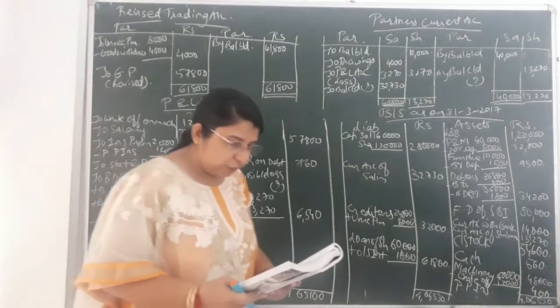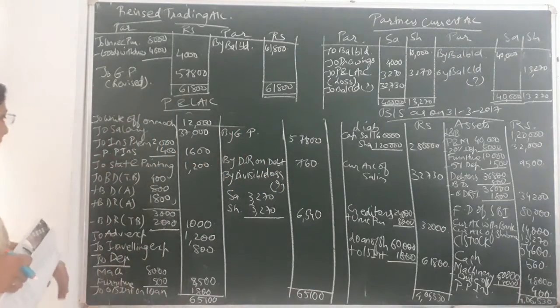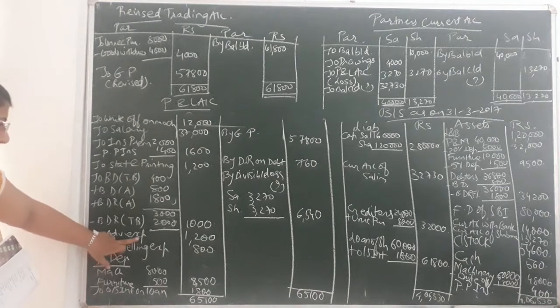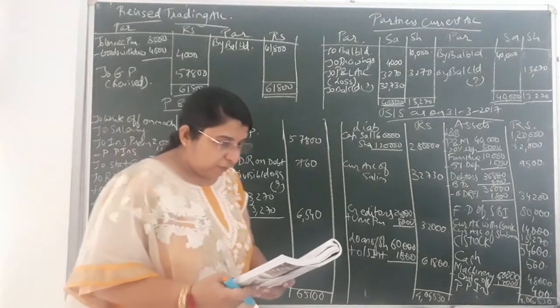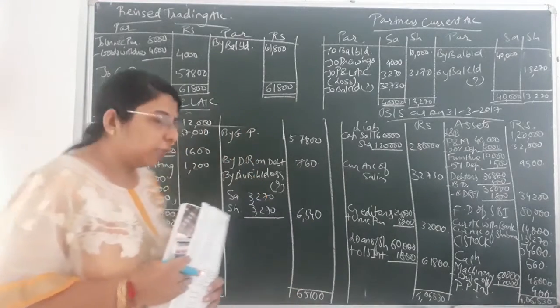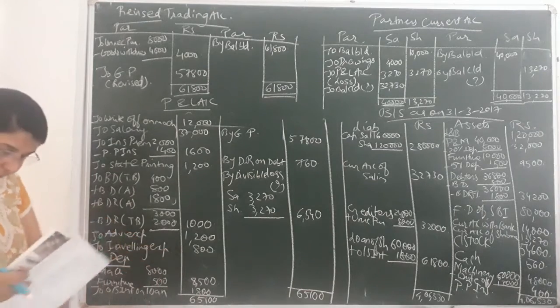Then afterwards, advertisement expense, that is given to you 1,200. So as it is, advertisement expense will be written on the debit side of P&L account, to advertisement expense, that is 1,200. Then afterwards, traveling expense, that is given to you 800. That also, as it is, on the debit side of P&L account, to traveling expense, that is rupees 800.